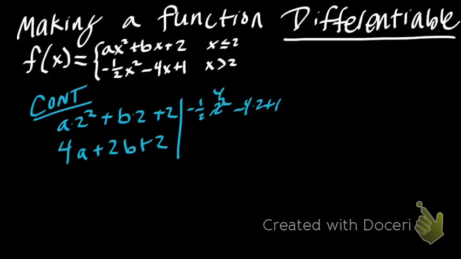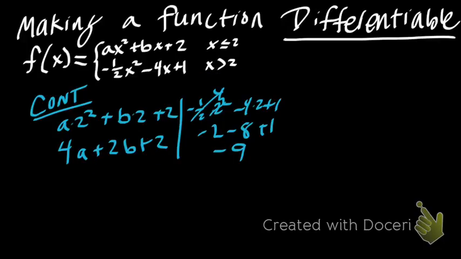So 2 squared is 4. Negative 1/2 times 4 is negative 2. Minus 4 times 2 is 8 plus 1. Negative 2 minus 8 is negative 10 plus 1 is negative 9. So from the right, this function, I get negative 9. From the left, I get this junk.